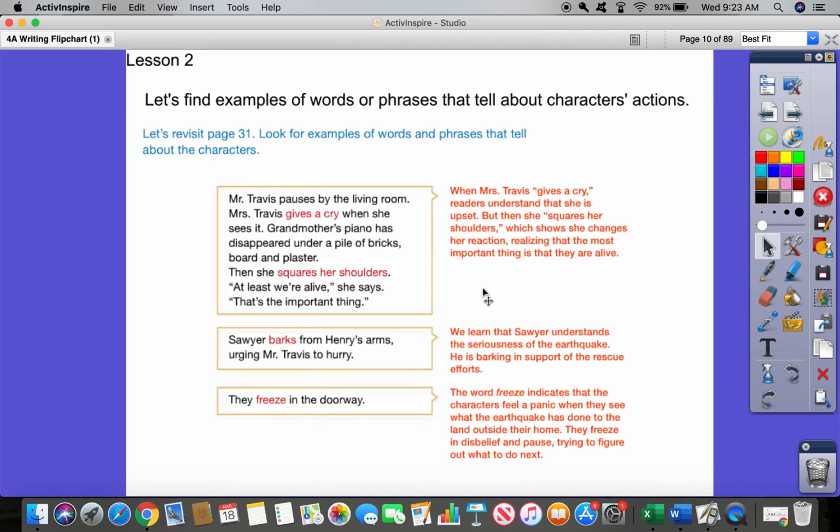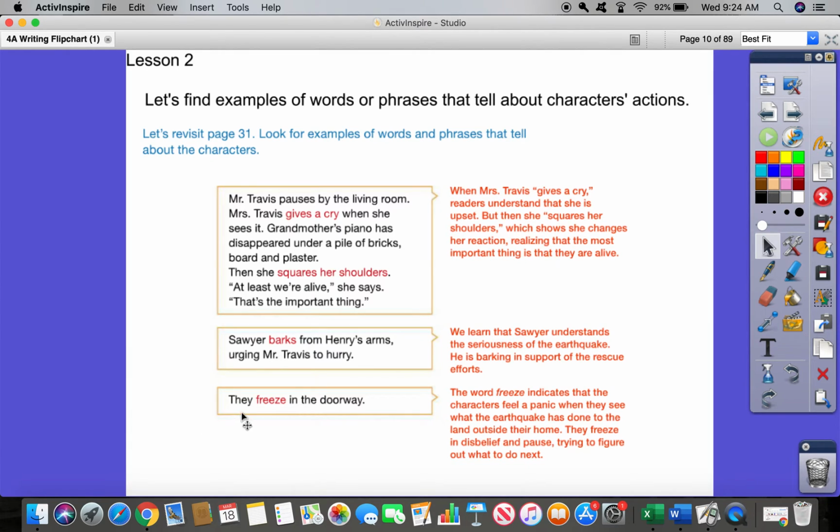When Mrs. Travis gives a cry, readers understand that she's upset. But then she squares her shoulders, which shows she changes her reaction, realizing that the most important thing is that they are alive. Sawyer barks from Henry's arms, urging Mr. Travis to hurry. We learn that Sawyer understands the seriousness of the earthquake. He is barking in support of the rescue efforts.